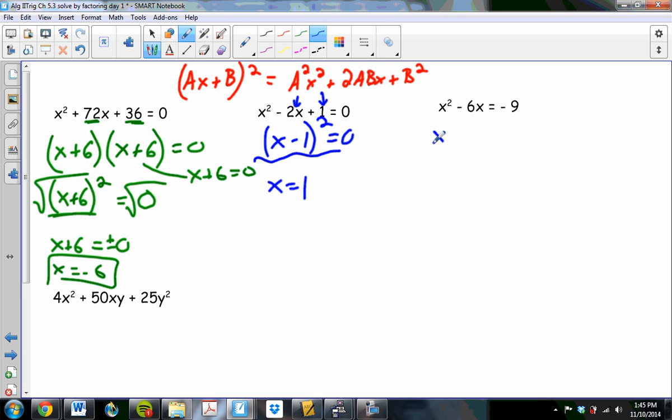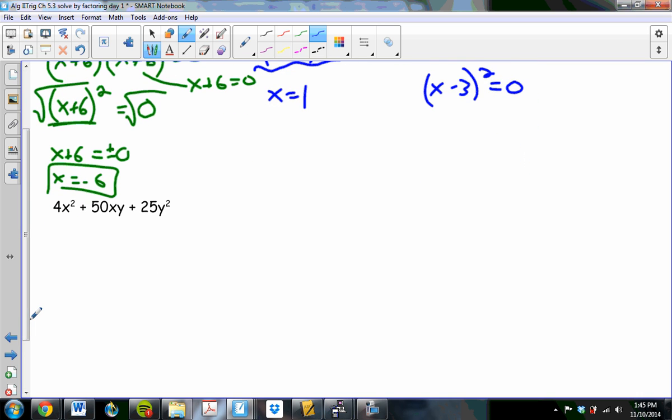This still only works if it's equal to 0. So add a 9 to both sides here. The square root of this number is 3. 3 times 2 is 6. This is x minus 3 squared. It can be plus or minus, doesn't matter.